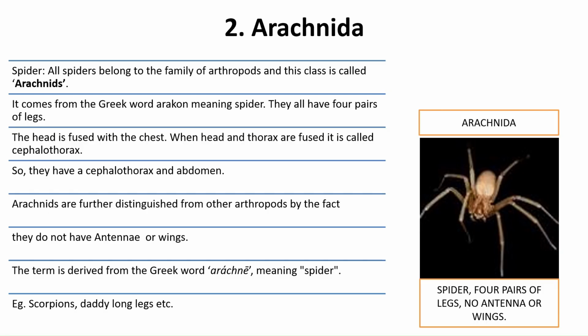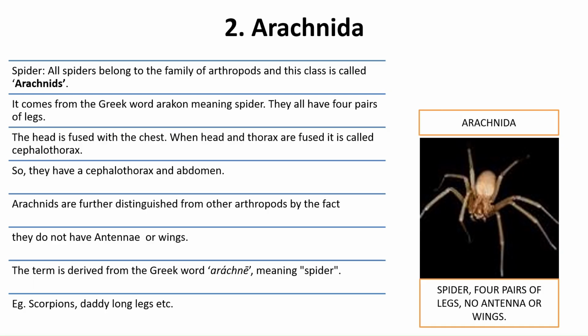The next one is arachnida. The example is a spider. All spiders belong to the family of arthropods, and this class is called arachnids. It comes from the Greek word arachne, meaning spider. They all have 4 pairs of legs.